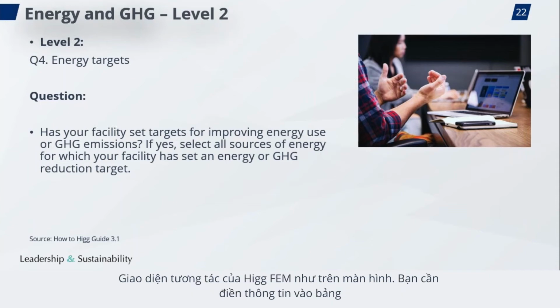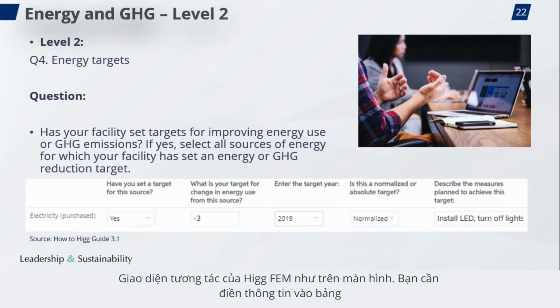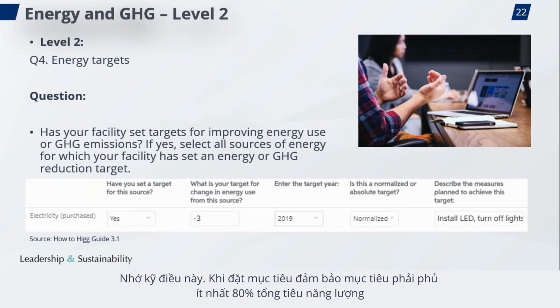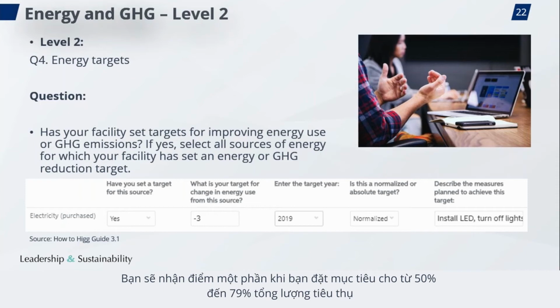And this is what it looks like, here is a screenshot of the table that you can complete. In order to get full score here, you need to target more than 80% of your consumption when setting goals. So remember that if you set targets, do make sure that you cover at least 80% of your total energy consumption. If you target less than 80%, but still more than 50%, you will receive partial points.